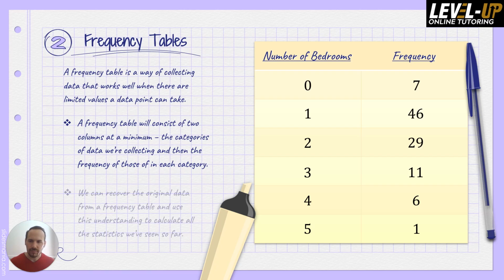So if we wanted to calculate averages from this data, you need to be able to see the original data set here. Based on this frequency table, we can actually recover the original data set if we wanted to.